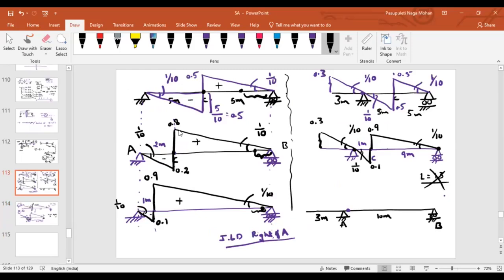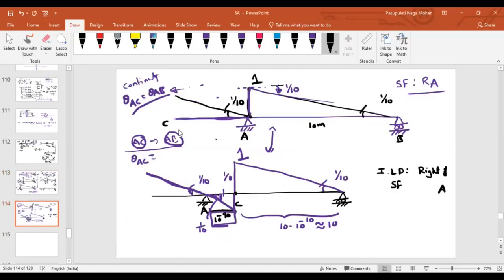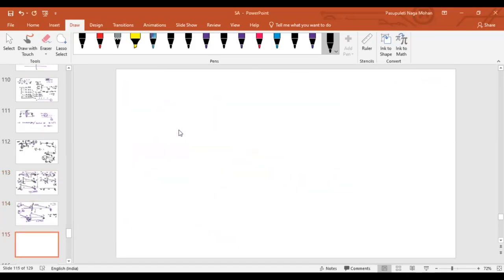But this diagram is okay. Yes, sir. Now, again, let me come to the joints.